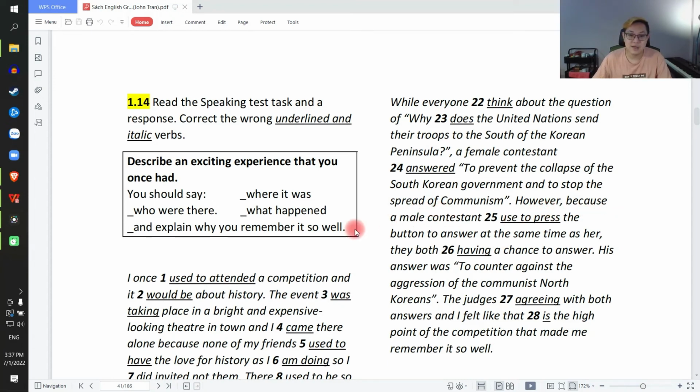However, because a male contestant pressed the button, of course you only press the button once, right? So it cannot be a past habit.